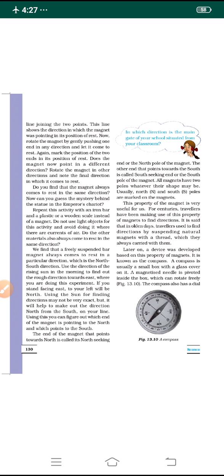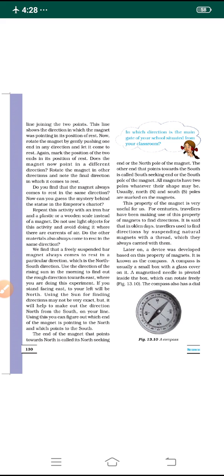In the olden days, travelers used to carry a bar magnet along with them. They used to suspend the natural magnet with a thread so that they could find where it would show the north and south directions. Based on that, they would judge in which direction they had to move. A new device was developed based on this property of magnets, which we call the compass.